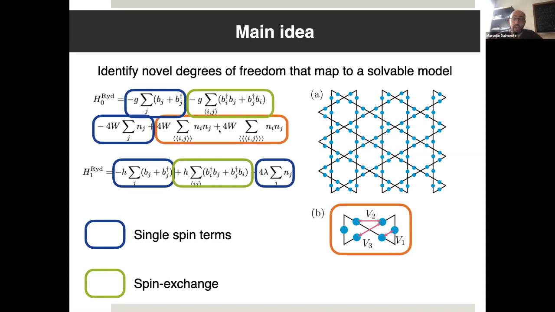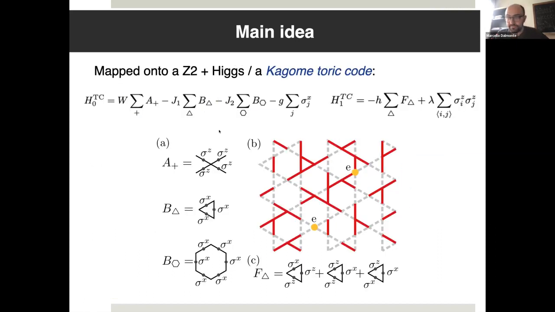Now, this model is very complicated. However, it turns out that you can map it exactly to the toric code on the Kagome lattice. And the basic idea is that the toric code on the Kagome lattice is very, very similar to the one that Terry described in the morning on the square lattice. So it's a model where you have vertex terms, which are products of sigma z operators. They come with a coefficient W.